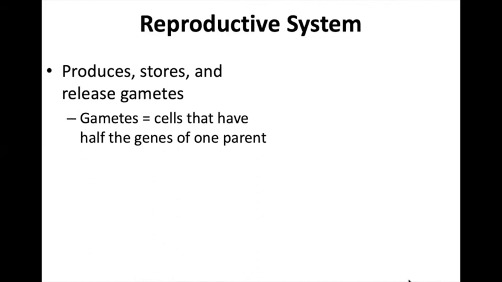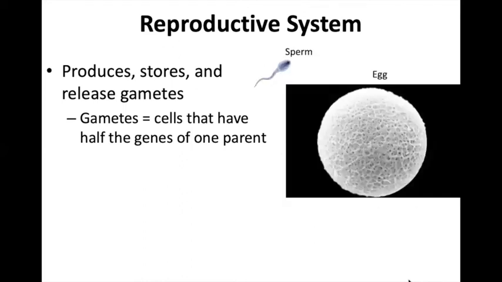What does the reproductive system do in general? This is for both men and women. It produces, stores, and releases gametes. This is a word that you should remember. Gametes are the cells that have half the genes from one parent. So men, we're talking about sperm. Ladies, we're talking about eggs.